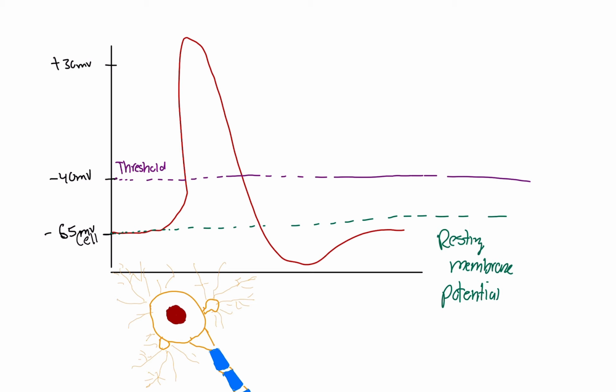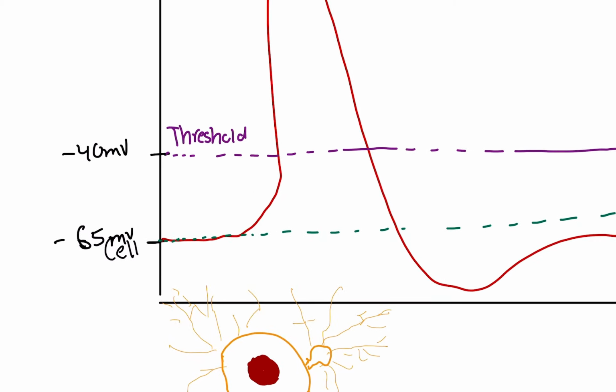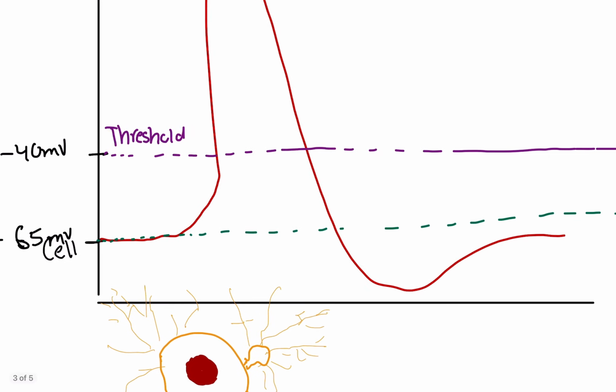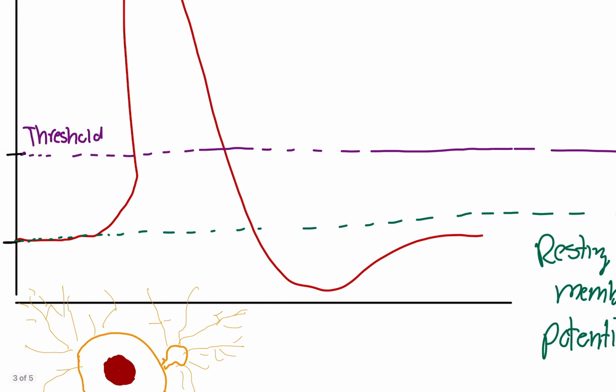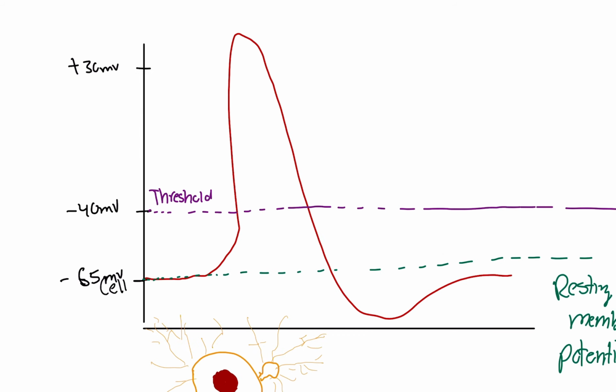Do you see negative 65 millivolts? In books, that's known as the resting membrane potential. This is when the cell is at rest, at negative 65. And you see the green dotted line going across. That's negative 65. Negative 40 millivolts is known as the threshold. The threshold is different within every neuron. Just for the sake of example, I put negative 40 millivolts as the threshold.